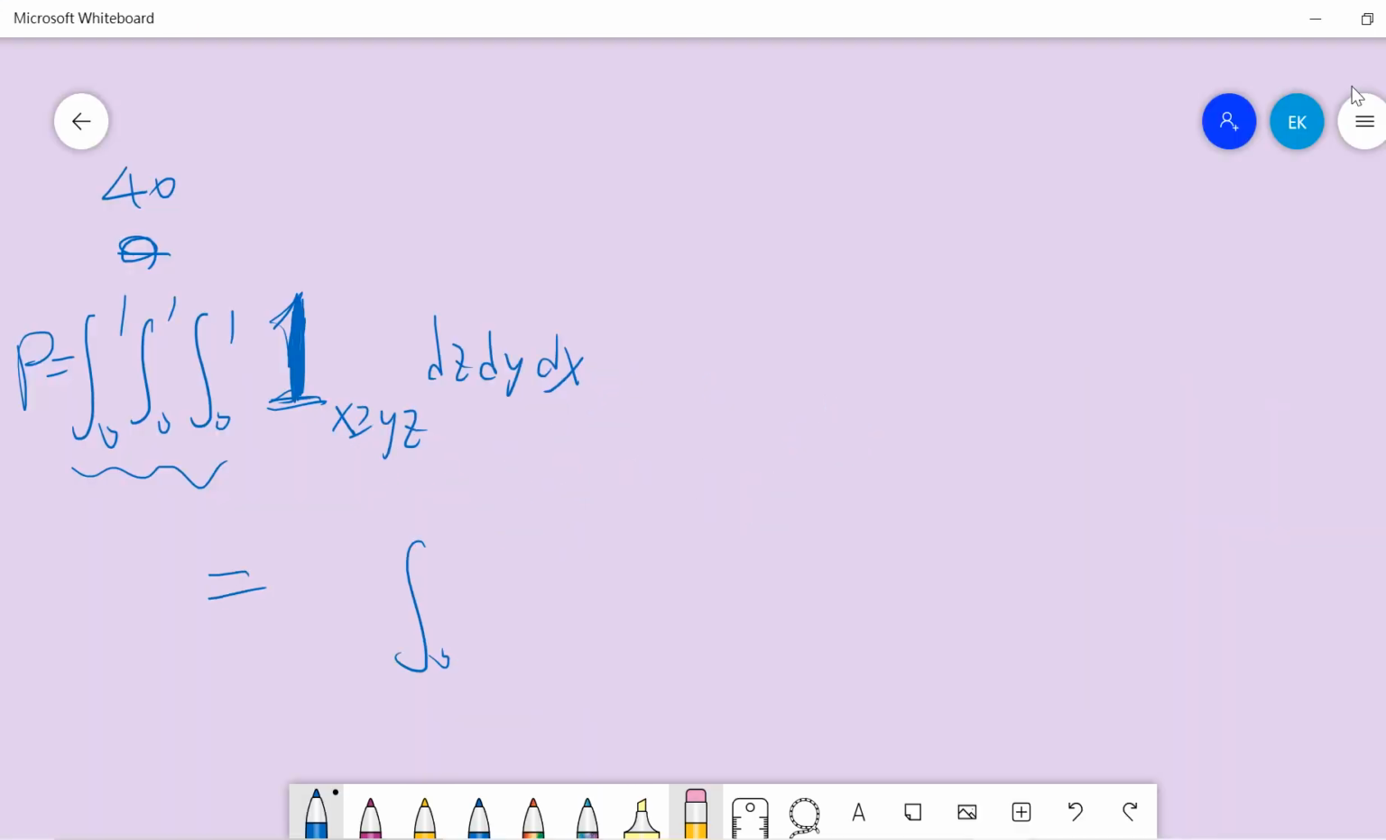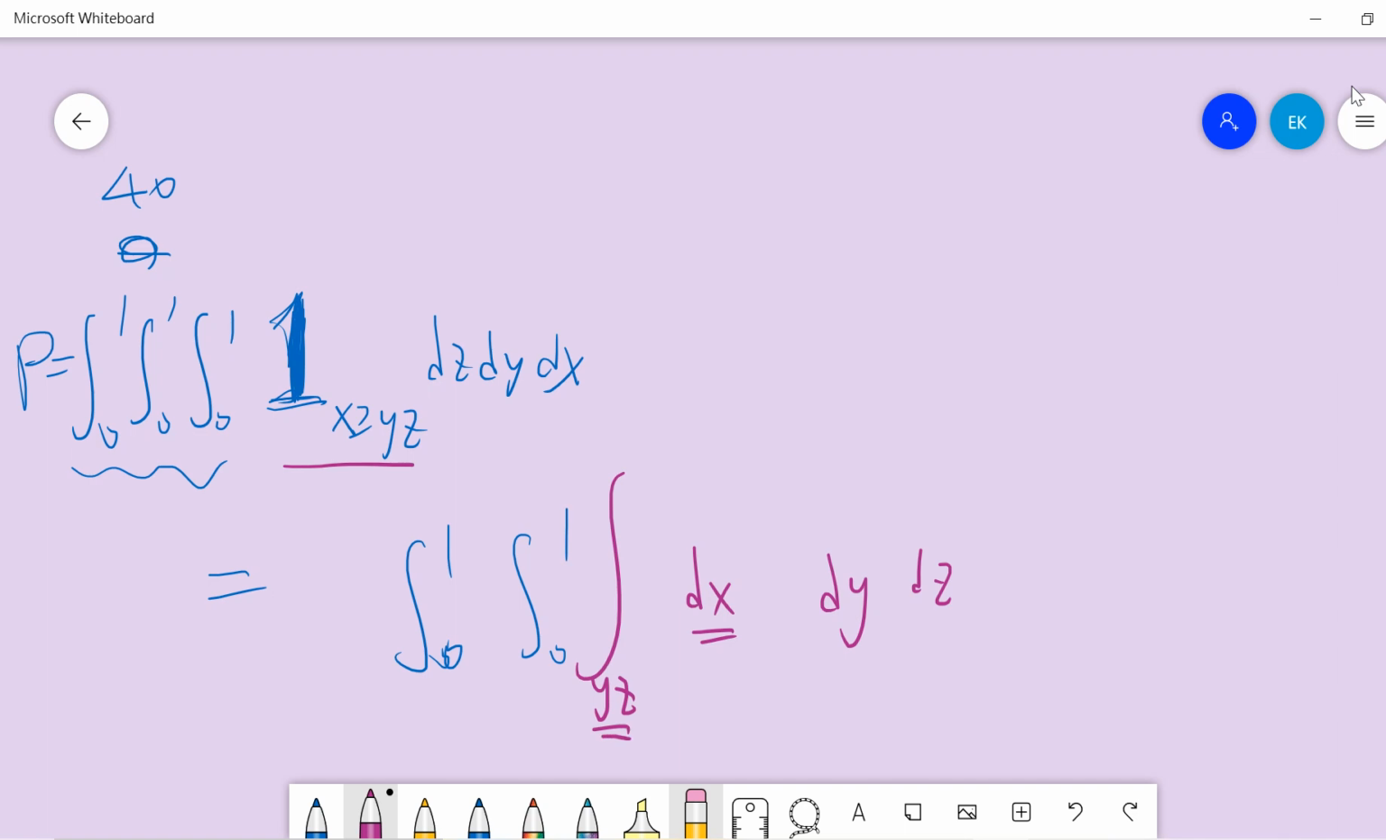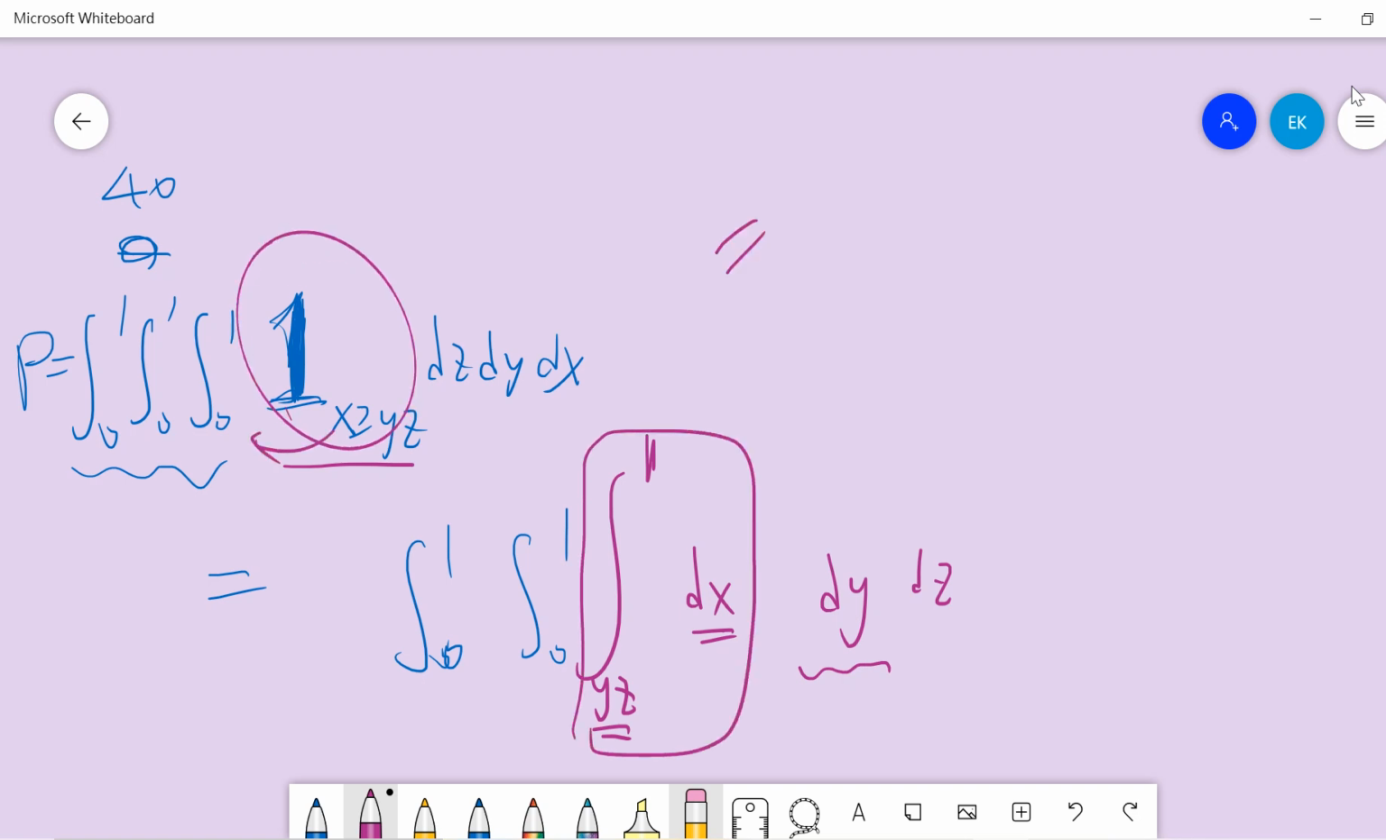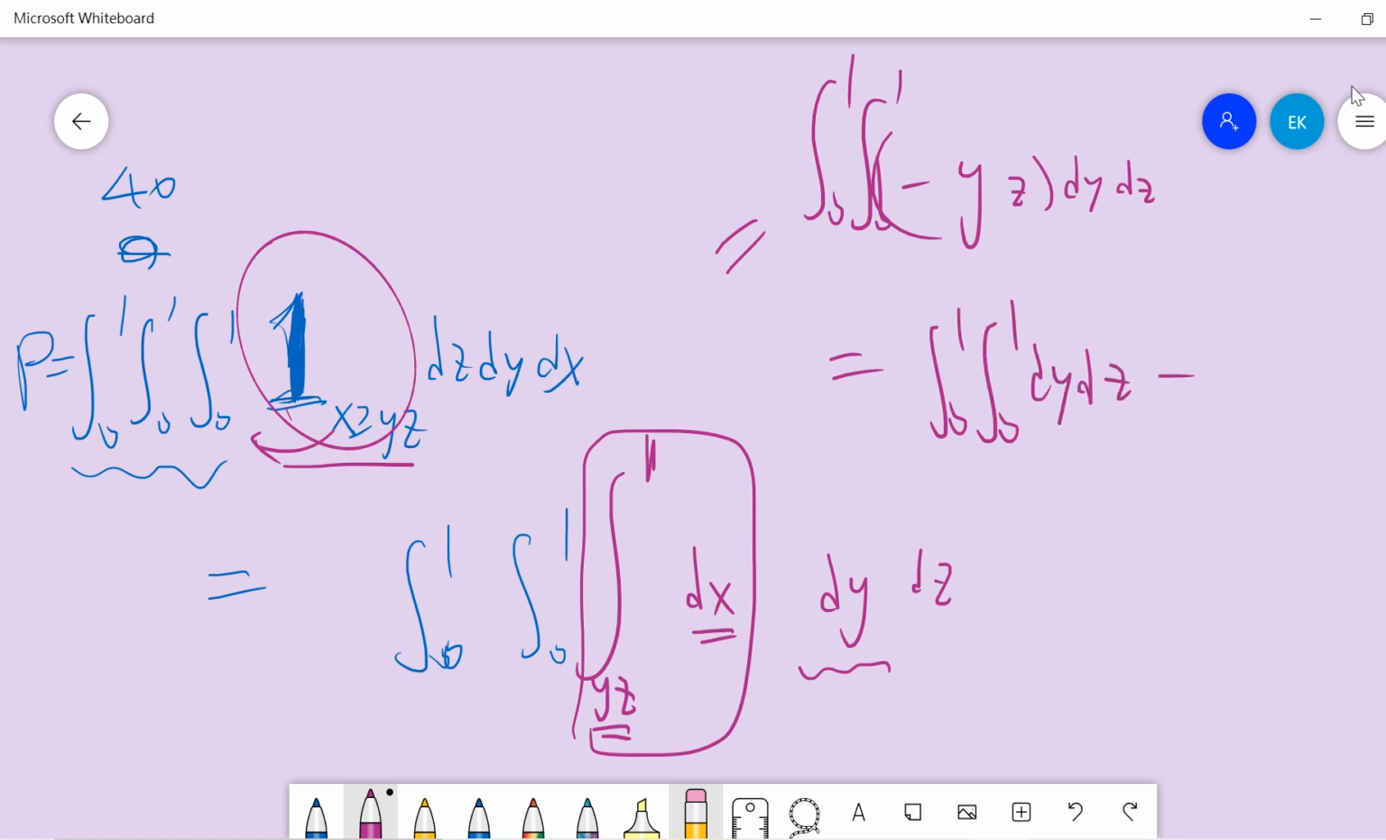So maybe I should say that for the x, I should integrate x, y and z. So x should be larger than yz, but the largest value for x should be 1. So this integration turns into this term: 1 minus yz, dy dz from 0 to 1, 0 to 1. So basically it's the integral of dy dz minus the integral of yz dy dz. So this term is 1.